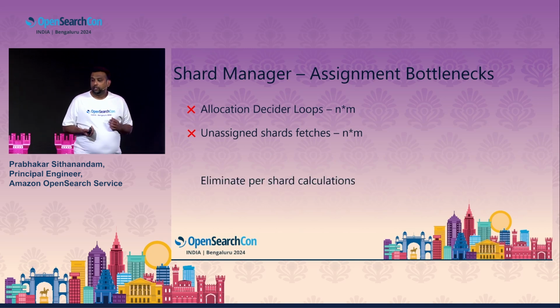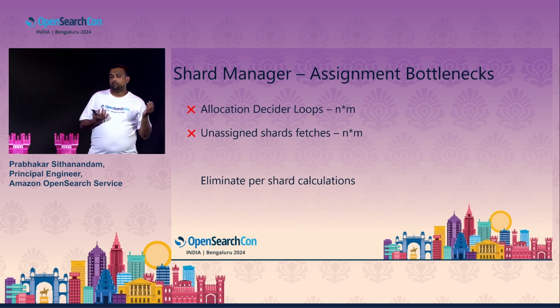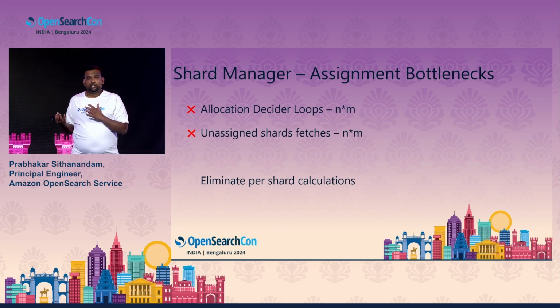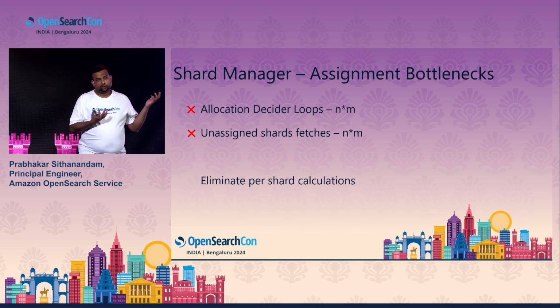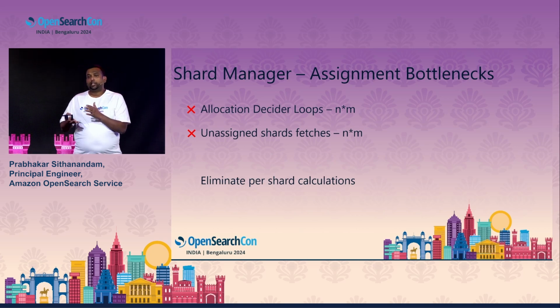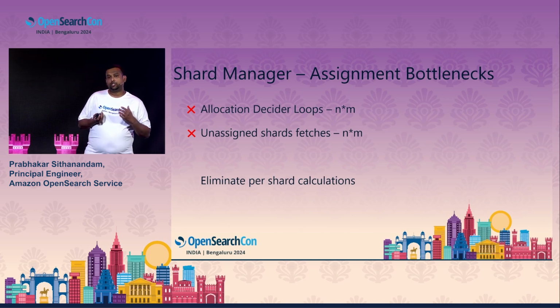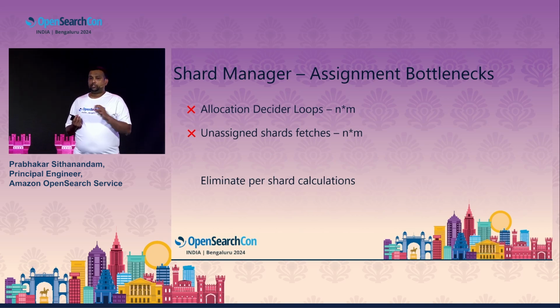And how can we solve it? So instead of doing this one shard calculation, where we see if it can be assigned to a certain node, we can batch all the shards that have to be assigned and see what is the right node they have to be assigned to. So in this case, instead of doing 499,000 or 500,000 computations, we can just do 500 computations, one per node, and see if all the shards can be assigned to different nodes.